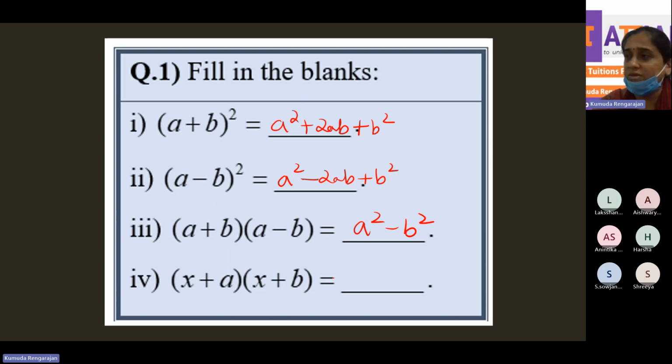What is x plus a into x plus b? Yeah, x squared plus a plus b of x plus ab. Yeah, write down.